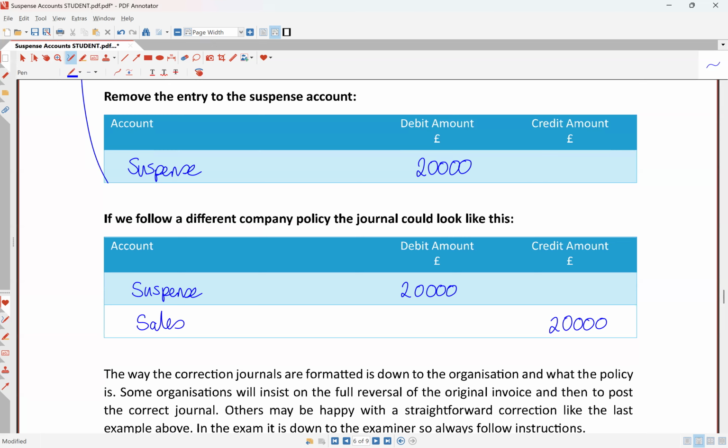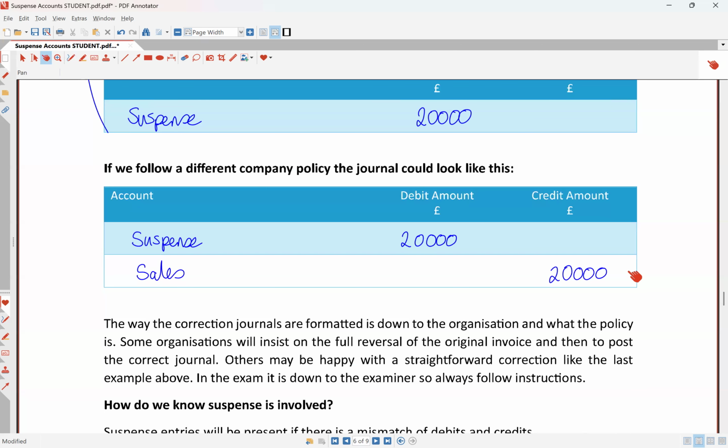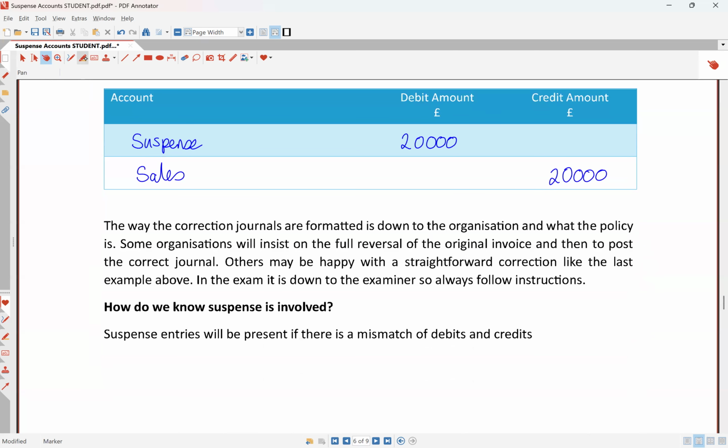Now, as I said, some organisations like you to reverse the original error out completely and then put the new correction back in. Some are happy to do the shorter version. You will learn that as you are working in your organisation. But in the exam, it's down to the examiner who's written the question. So make sure you follow the instructions.